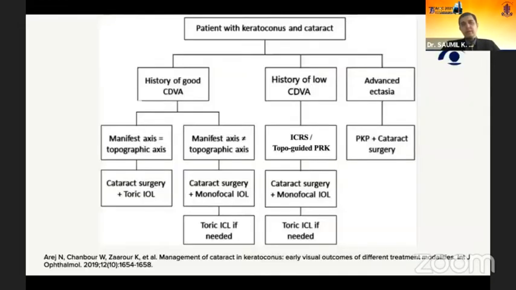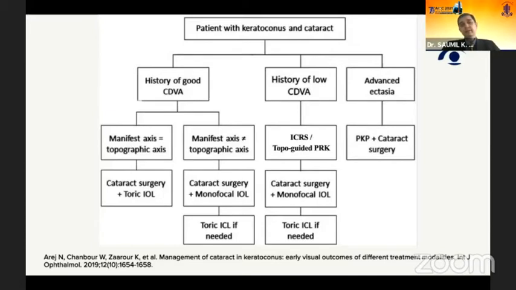So the treatment algorithm which I would propose is: patient having keratoconus with cataract. If you go down the left side, it's history of good corrected visual acuity. And if the manifest axis is equal to the topographic axis plus or minus 10, then implant a toric lens. But if the manifest axis is not equal, then just go ahead with implanting of the monofocal IOL.